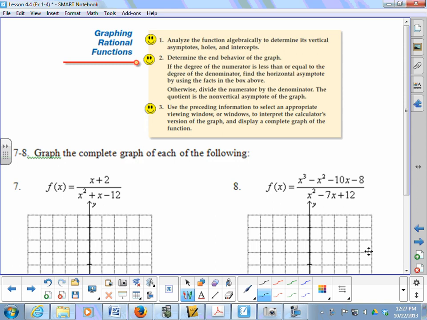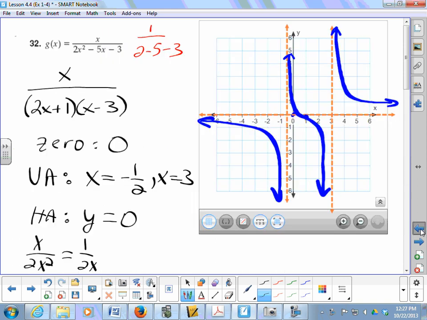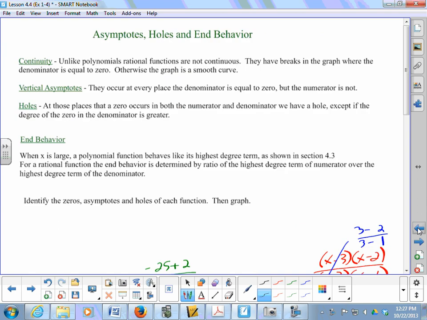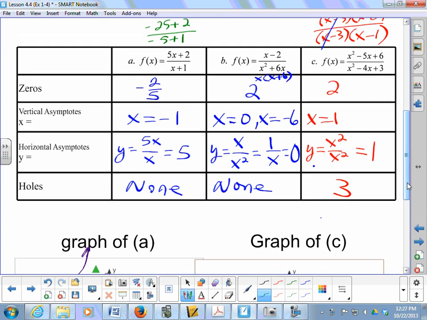Okay, so we're going to talk about what happens if the degree of the numerator is larger. Yesterday we looked at if the degree of the numerator and denominator are the same, or the degree of the denominator is bigger. If the degree is the same, we take the leading coefficient of each one and simplify that fraction. If the degree of the denominator is bigger, which we had in letter B, then the horizontal asymptote is y equals 0 for the end behavior.